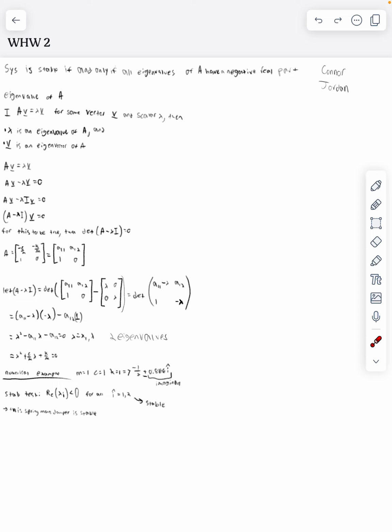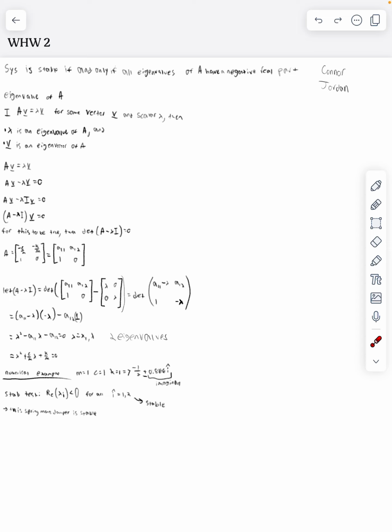So on Tuesday we talked about a stability test for state space systems. And we discussed that a system is stable if and only if all eigenvalues of A have a negative real part. So if we have A times V, our eigenvector of A, and set that equal to gamma, which is our eigenvalue of A, times V again, we get this right here, and we can set that equal to 0. And we can rearrange into this form.